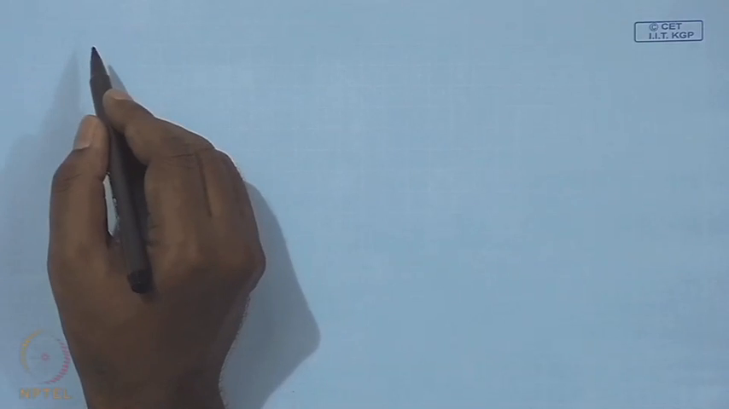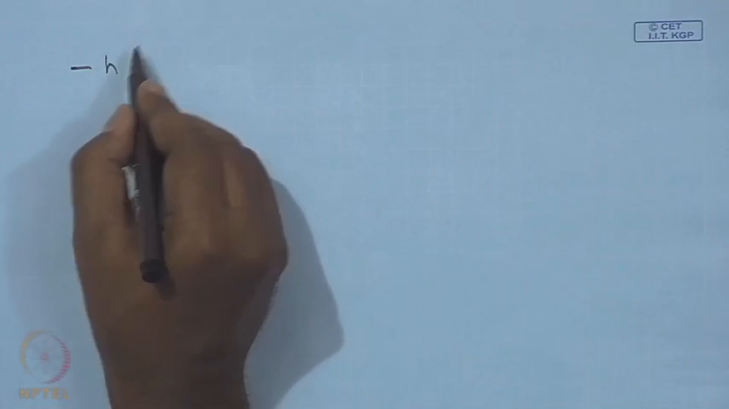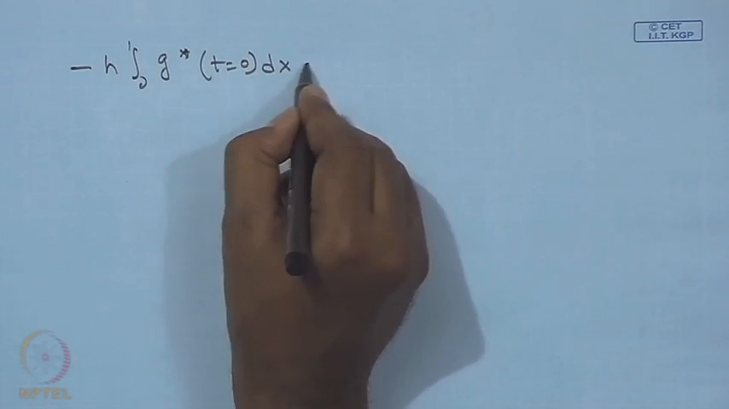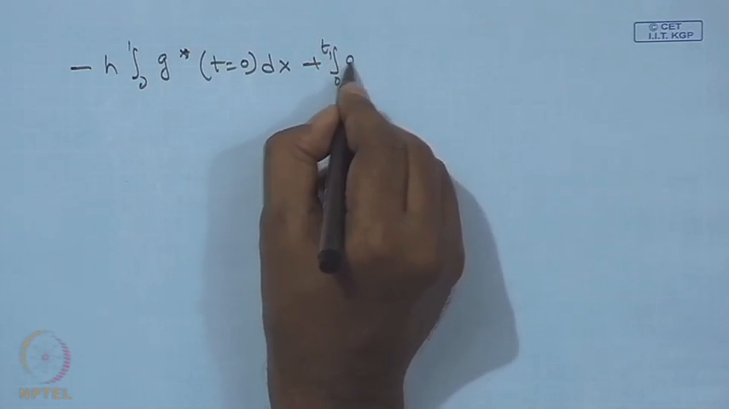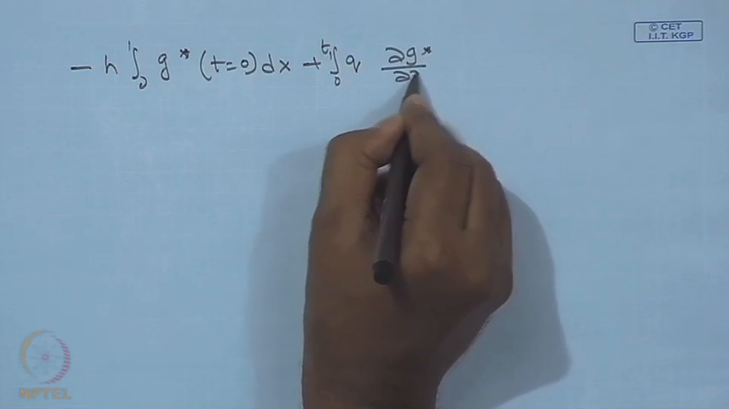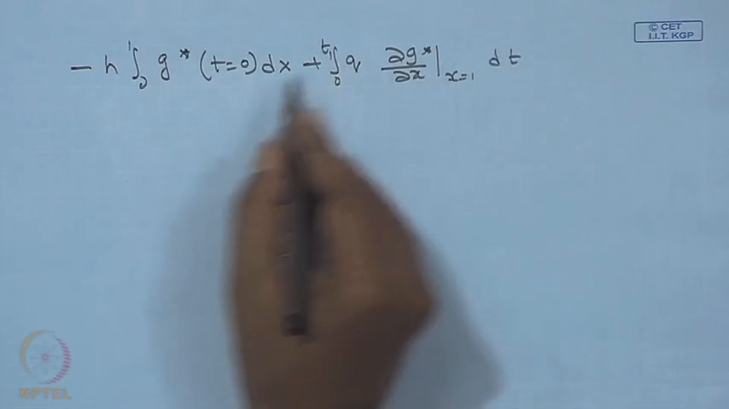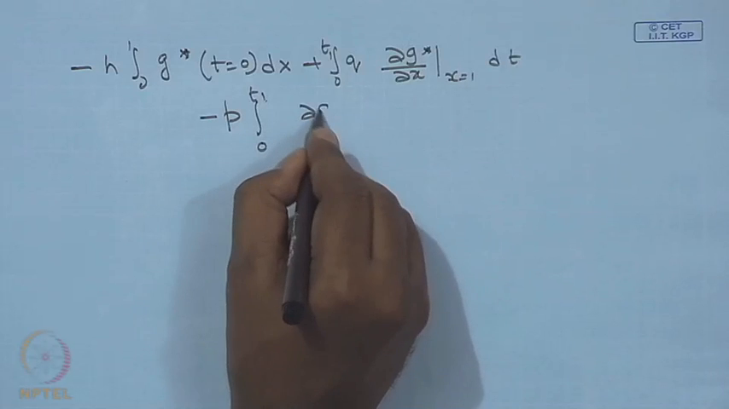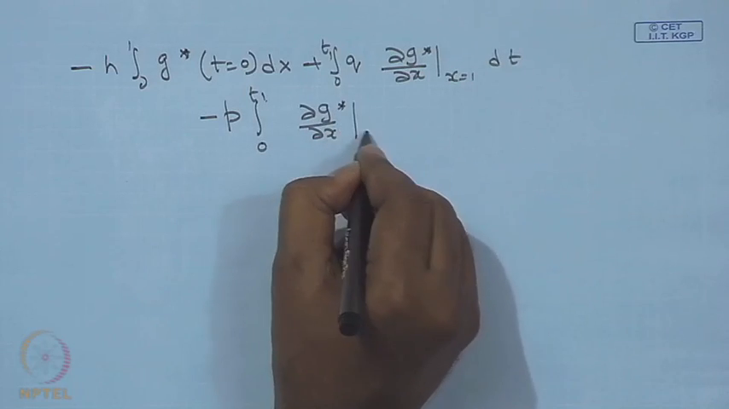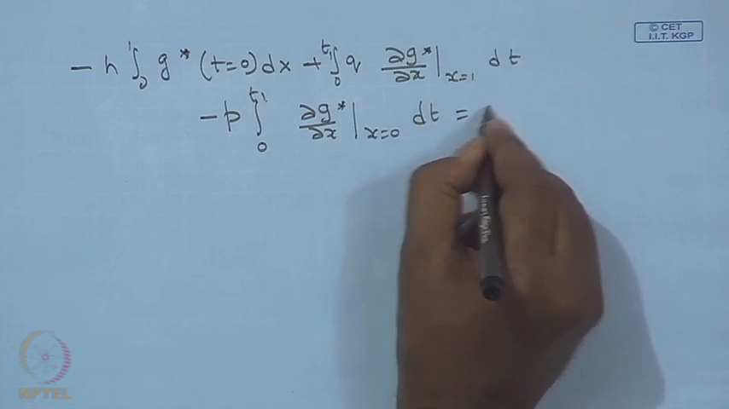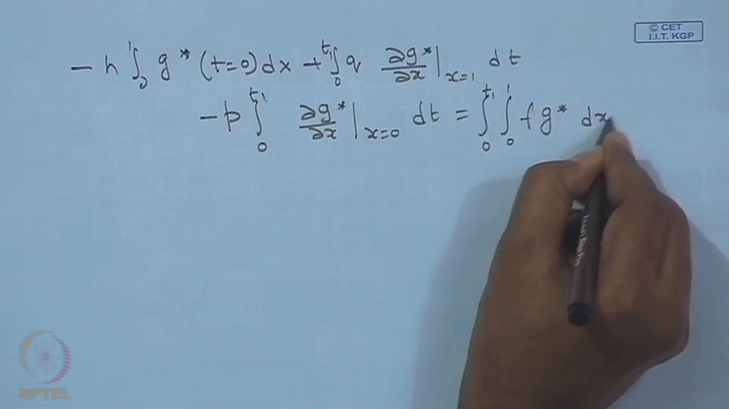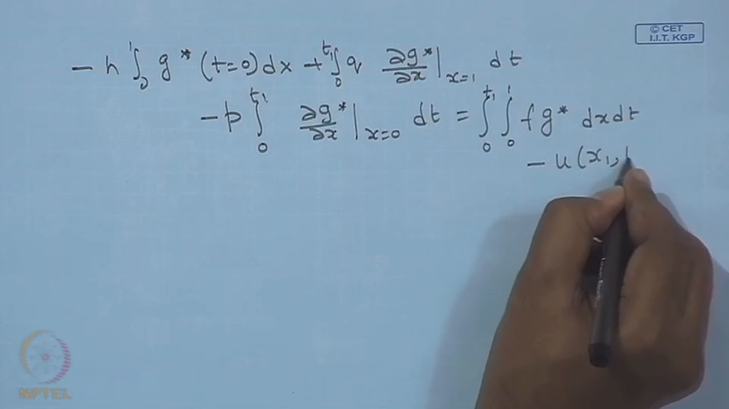So, we simplified the in-between steps, and the final expression we obtained is that on the left hand side you have minus h, if h is constant, integral 0 to 1 G star at t is equal to 0 dx, plus integral 0 to t1 q, if q is constant, del G star del x evaluated at x is equal to 1 dt, minus p integral 0 to t1 del G star del x at x is equal to 0 dt, is equal to the right hand side, integral 0 to t1 integral 0 to 1 f G star dx dt minus u of x1 and t1.